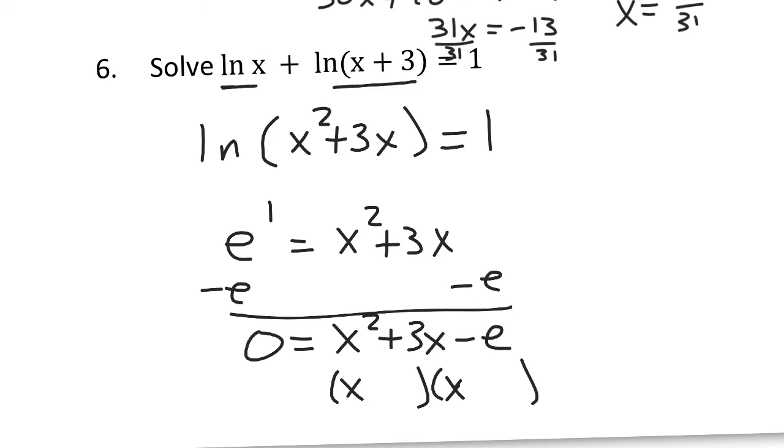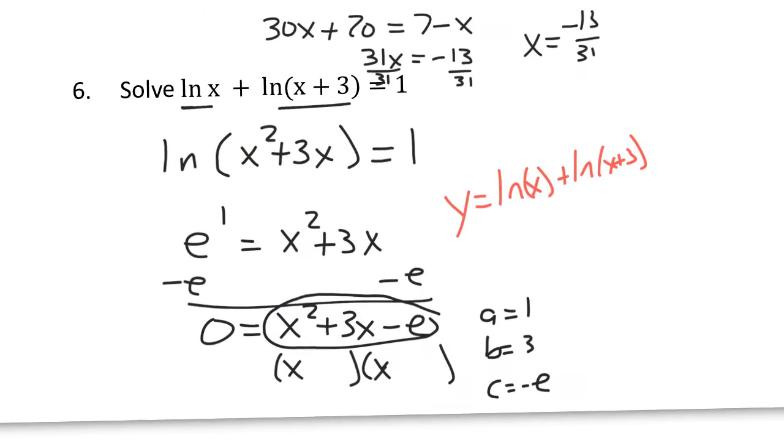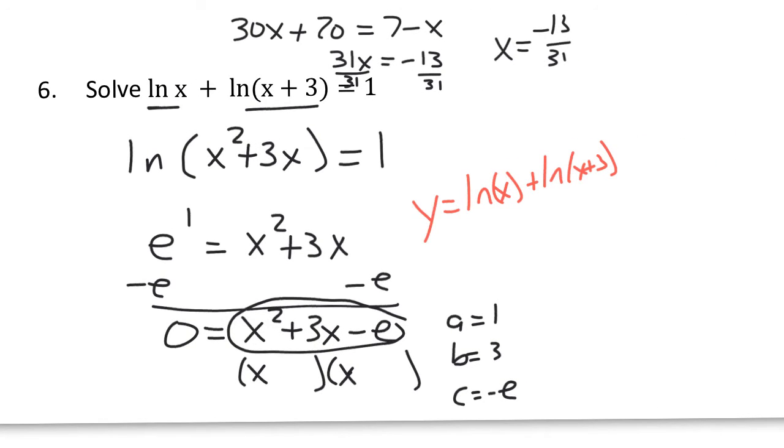You could take this to the quadratic formula where a is 1, b is 3, and c is negative e, but most people don't like that. So instead, we're going to graph this and find the zeros. Now, I'm heading to my calculator to graph the natural log of x plus the natural log of x plus 3, and most importantly here, I need it to be equal to 0, not 1, so minus 1, and then I'm going to find the zeros. I'll take a picture of my calculator and put it on here and show you the answer from it.